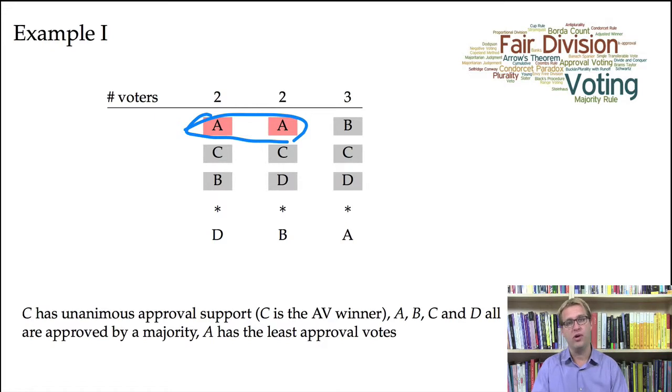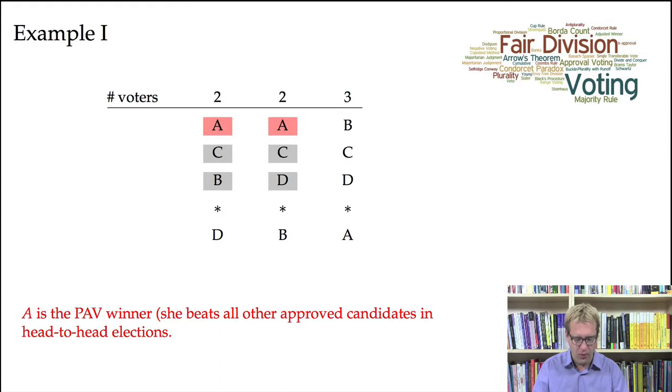However, according to the rules of preference approval voting, candidate A would be declared the winner. So why would you think that A should actually be declared the winner? Well, note that candidate A actually beats all the other candidates in a head-to-head election among the majority approved candidates. So compare A versus B.